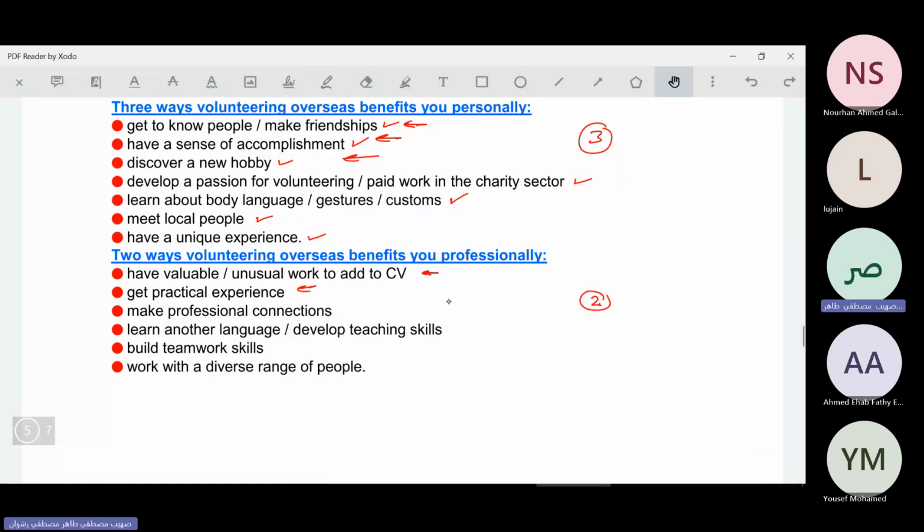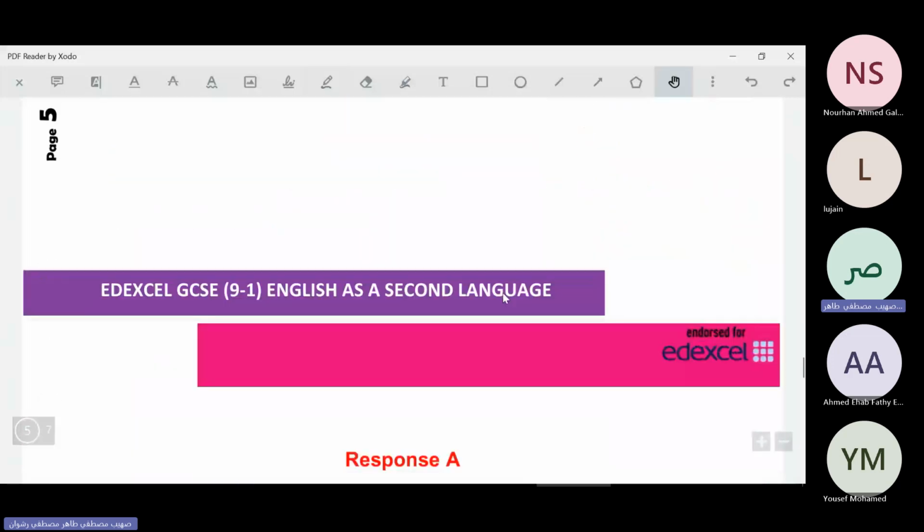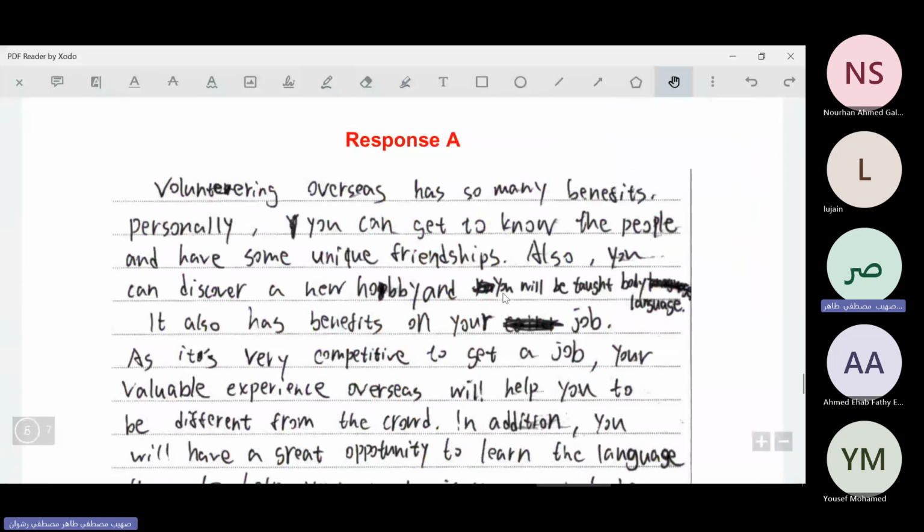Keep in mind that you will pick the point and its explanation. Okay, so when you write the summary, you will not only summarize this point, you will summarize the point in addition to its explanation. I'll show you now how we did that. Don't forget that your summary should be between 100 to 150 words. Let's start our summary and decide what you think of the summary on the screen.